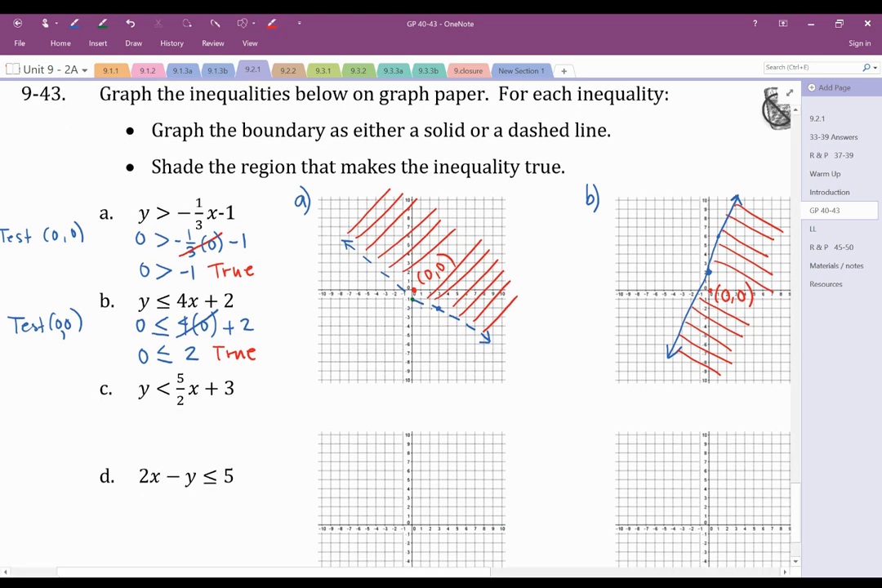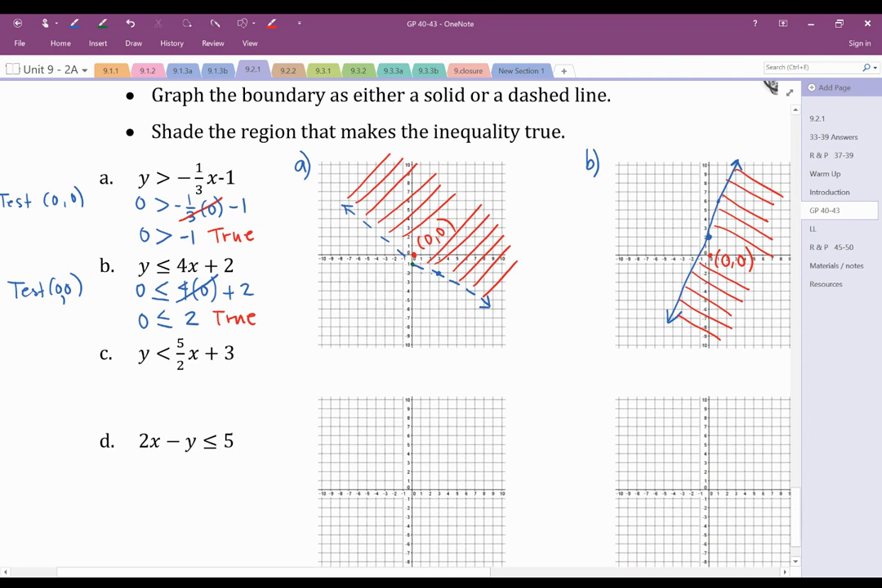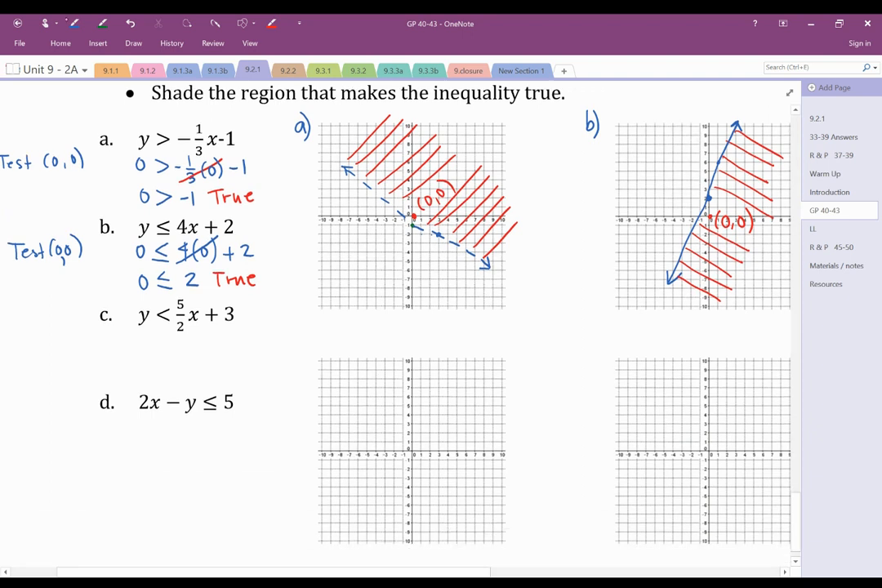Okay, now we go to letter C. This is our letter C. We have y is less than 5 over 2x plus 3. Again, we will graph 3. That is somewhere here. Okay.